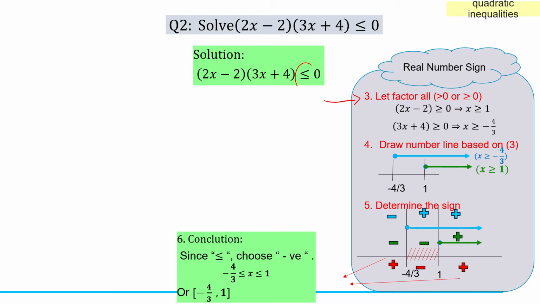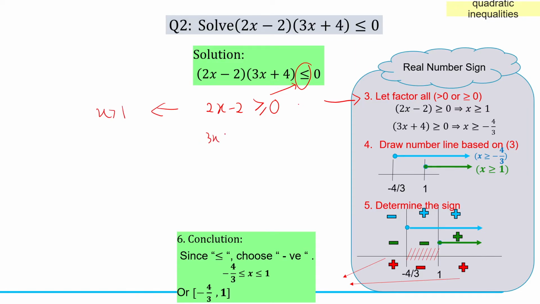Although the question is less than or equal to, we don't care. We still let our 2x minus 2 be greater than or equal to 0. As I said, we don't care that this one is less than or equal to. We just let our factors all be greater than or equal to 0. That means this one actually is x greater than 1.